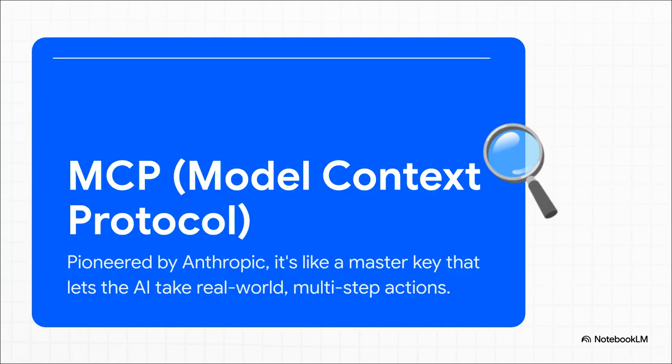Okay, next is something called the Model Context Protocol, or MCP. The analogy here is perfect. Think of it like this. Most AI tools give you a key that opens just one door. It can do one thing, like draft an email. MCP is like a master key. It opens all the doors. It lets the AI take multi-step actions. So it's not just draft the email. It's draft the email, find the person's contact info, and then send it. It's about taking real, meaningful action.